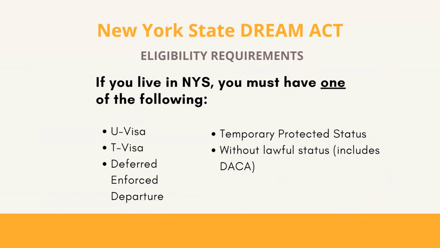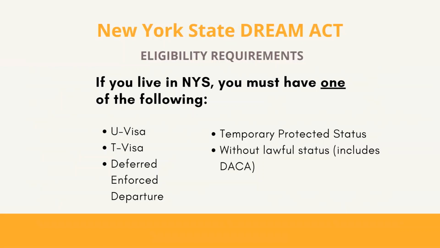The eligibility requirements for the New York State DREAM Act are that you must live in New York State, and you must have one of the following. You should have a U visa, which is a type of visa that is typically given to survivors of intimate partner violence. A T visa is for survivors of trafficking.